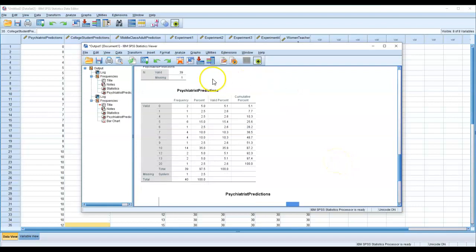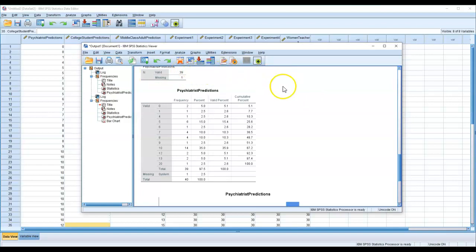So it shows me here that I had 39 valid cases and 1 missing case. This is important. That missing case we don't want to look at. We want to ignore it. And so in our output, you can see that it has a percent column and a valid percent column. We're only looking at the valid percent column here because we're only looking at these 39 people for whom we have data.